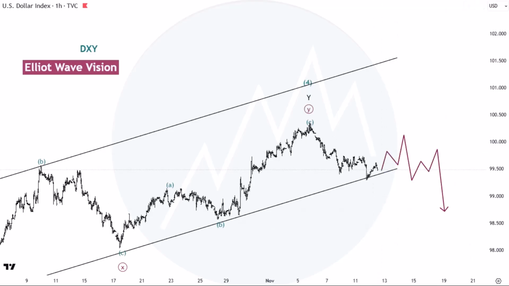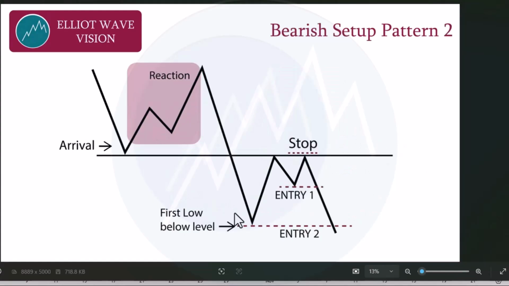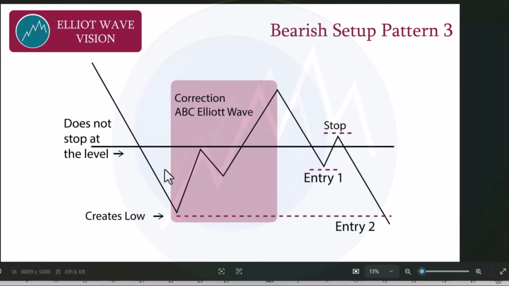So if we check the bearish pattern, the market gives us the arrival, reaction, first low below level. Or if we go with pattern number 3, sometimes the market does not stop at a level like 100 and directly gives us the low. The market does not stop at 100, it gives us the low. Then A, B and C, we will go with the new impulsive move like this situation now. Now the market does not stop at 100, it directly gave us the low, and now we need to wait for this correction and a new impulsive move like this.